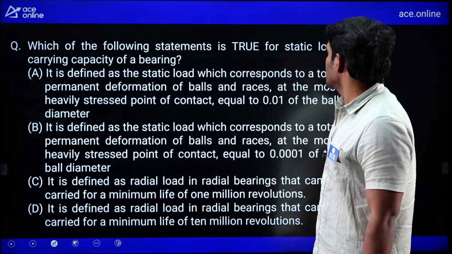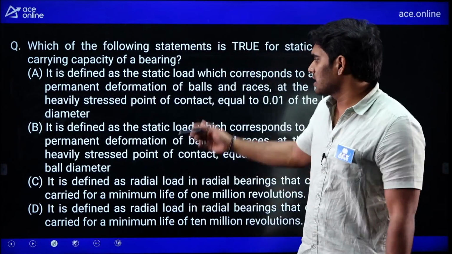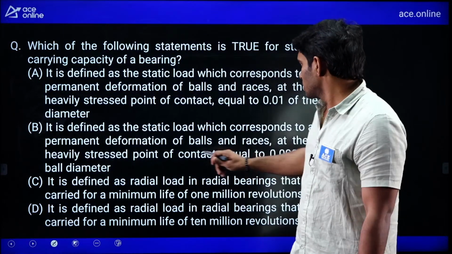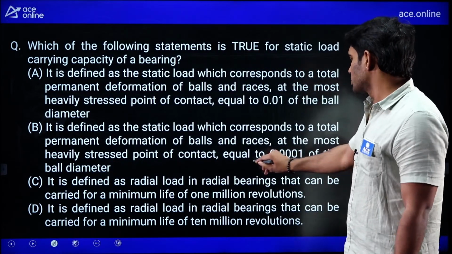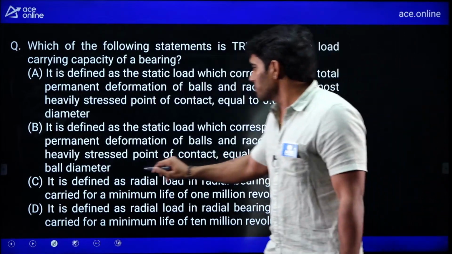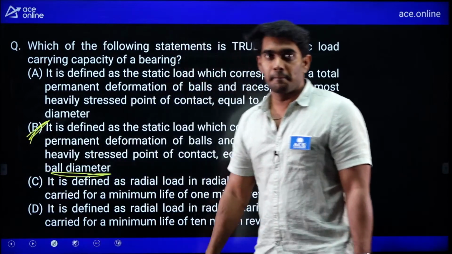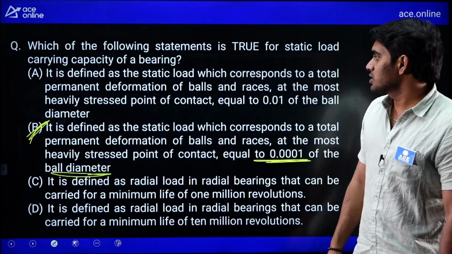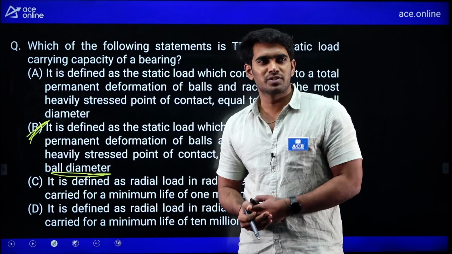Which of the following statements is true for static load carrying capacity? Now we know that static load carrying capacity considers the permanent plastic deformation of 0.001 times the diameter of the rolling element, which is the ball. So the answer here is B. So these are the solutions for production, metal science and machine design.